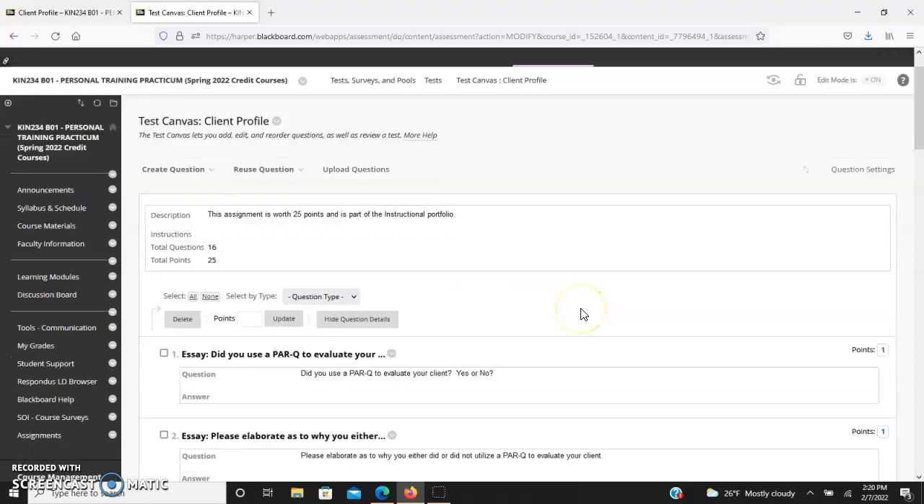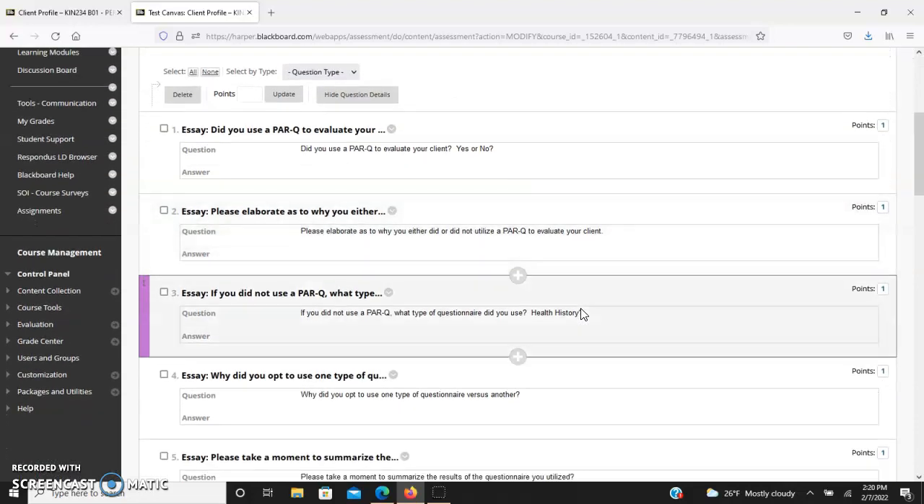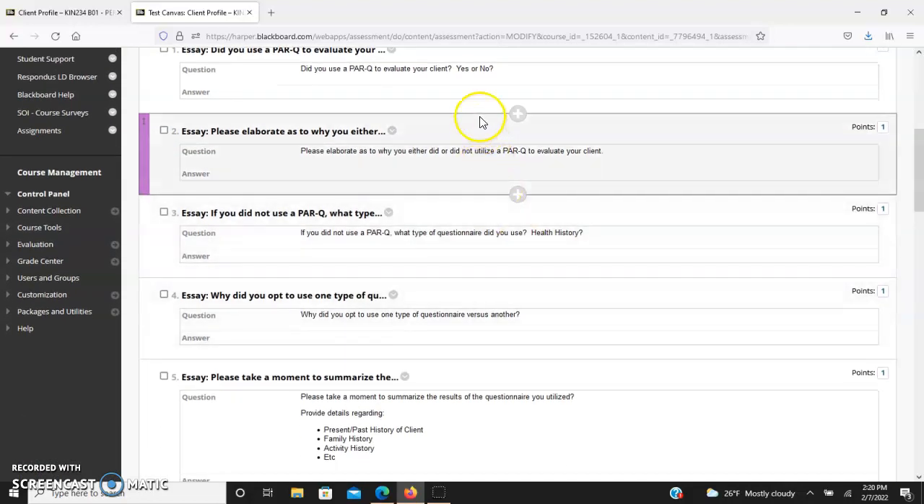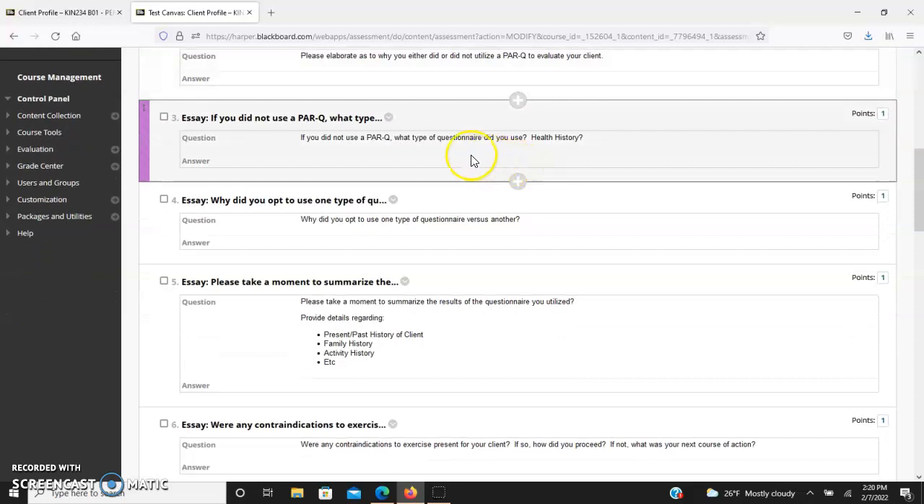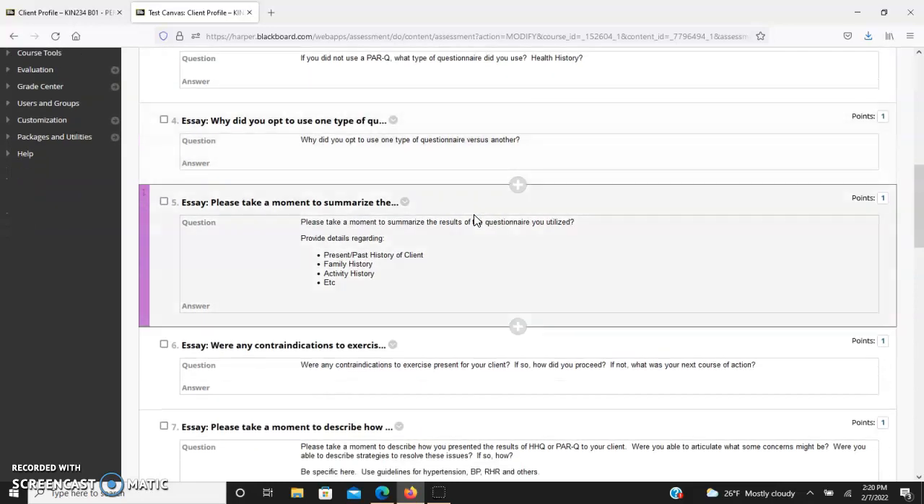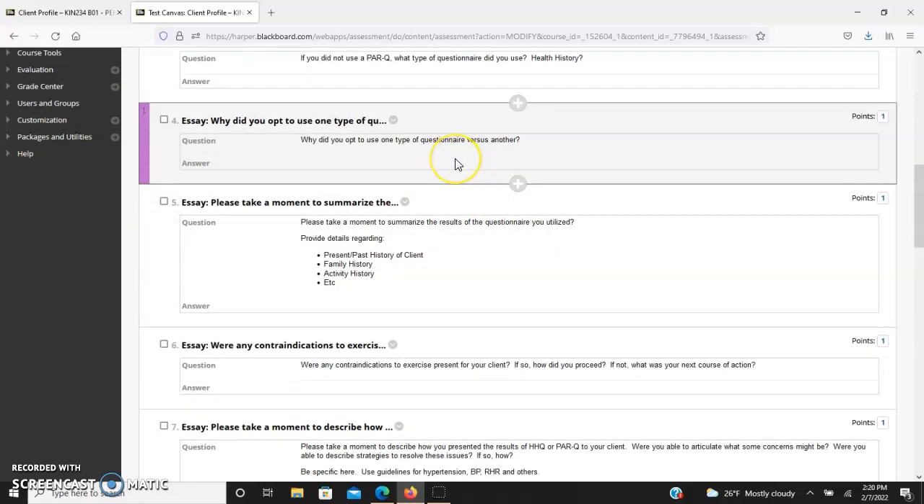You have all essay questions, and the things I'm looking for are, did you use a PAR-Q, yes or no? Please elaborate why you didn't or did use a PAR-Q to evaluate your client. If you did not use a PAR-Q, what type did you use? Health history, etc. And I want you to elaborate on these things. And then why did you opt to use one type of questionnaire over another?